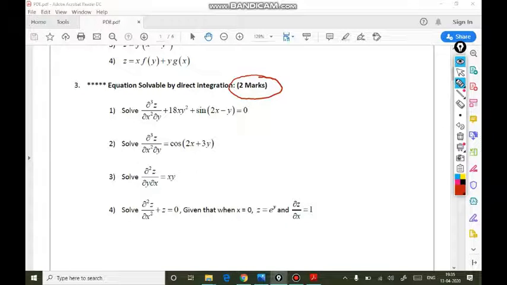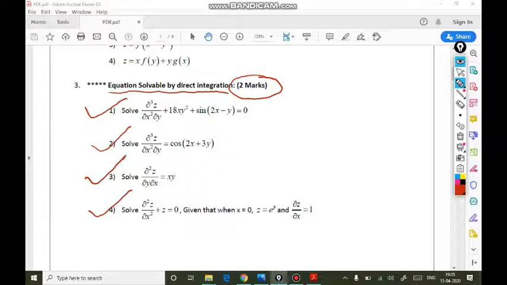Today we are going to see a topic which has the weightage of 2 marks in the final exam. The topic is very simple. We can get a solution just by direct integration. Every time, you just have to integrate one by one, so that you will get the solution of the partial differential equation. These are the 4 examples that we are going to complete in today's session.